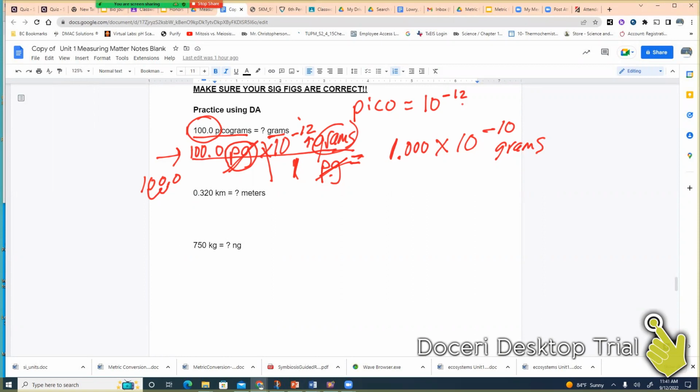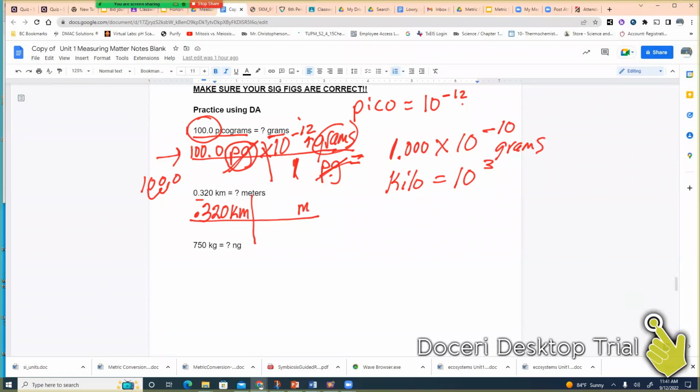All right, let's look at our next one. Kilometer to meters. Kilo, we've already done that a couple of times. What's kilo? 10 to the 3rd. All right. So same thing. I'm going to get myself going. Start with what I'm given: 0.320 kilometers, and I want to get it to meters.